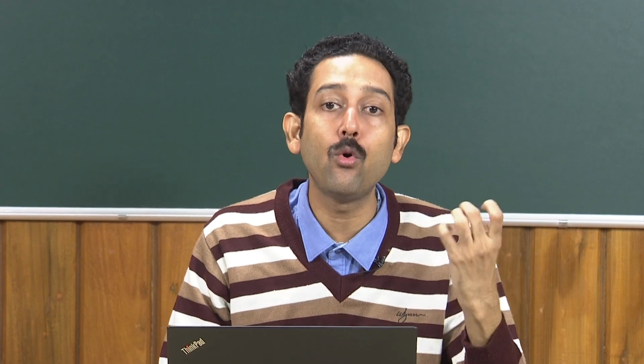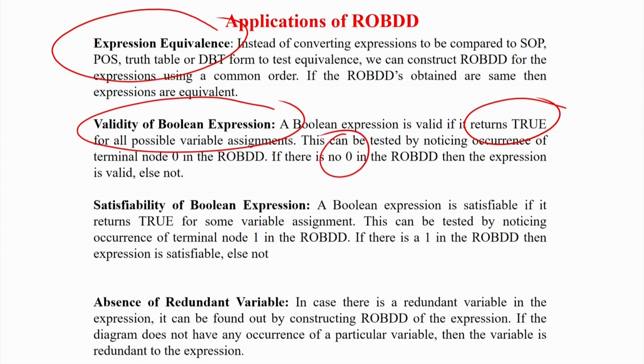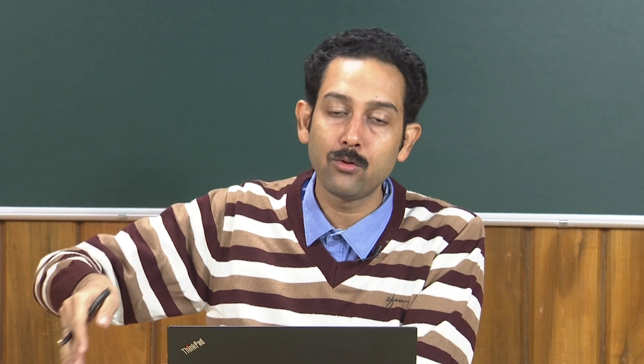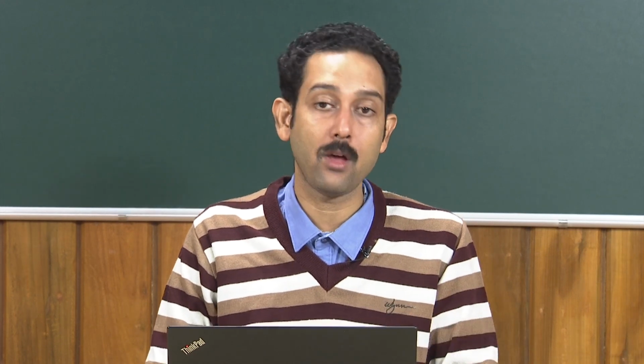The BDD will have no zero node. Sorry, there will be no zero node in the leaf, that node will be eliminated. All the paths will direct you to 1. That means for all input cases the answer is going to be a 1. So, that is actually called the validity of Boolean expressions.